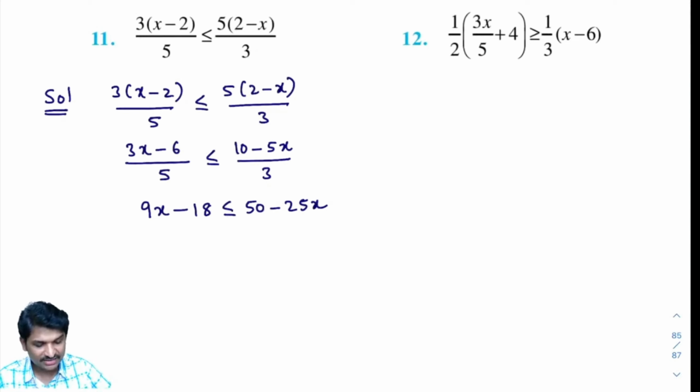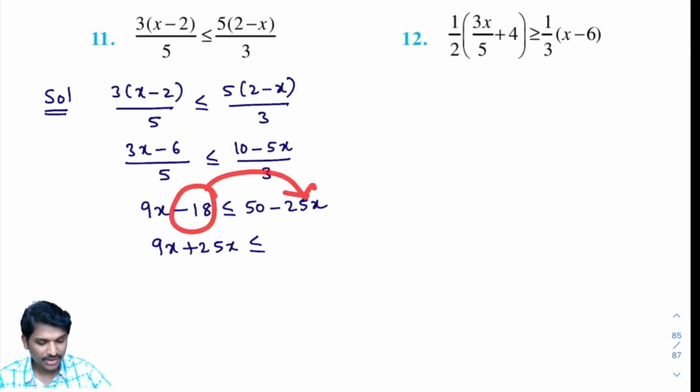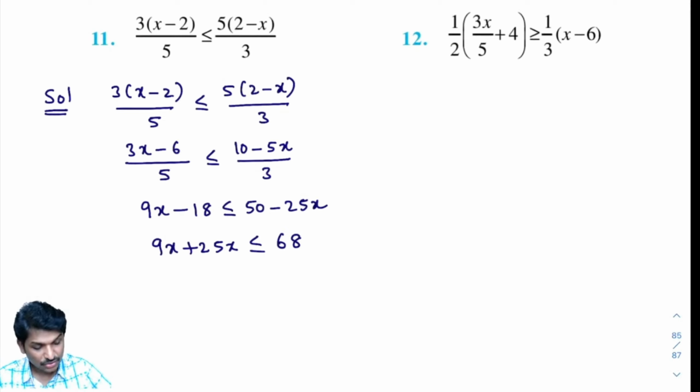You take minus 25x to the left hand side part. What you will get? 9x plus 25x, I'll write here, 9x plus 25x less than or equal to. You take minus 18 to the right hand side part. Then what will it become? 50 plus 18. Right? 50 plus 18 is what? That is 68. So here this is 34x. 9x plus 25x is 34x, which is less than or equal to 68.